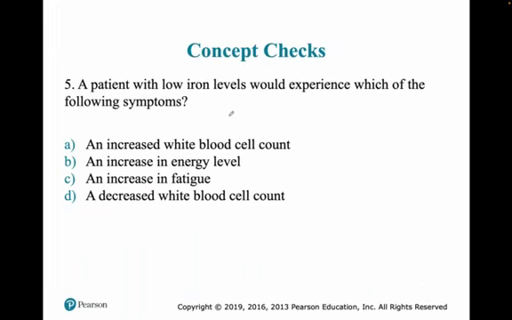The next question is, a patient with low iron levels experiences which of the following symptoms? Low iron level, right? Increased white blood cells: iron and white blood cells have nothing to do with each other, so we can easily rule out the white blood cell options. Either it will be an increase in energy level or an increase in fatigue. Energy level will definitely not increase. Why? Because we are low in iron. Low iron level means you have low oxygen or low heme, right? So therefore that person will be tired, with increased fatigue.